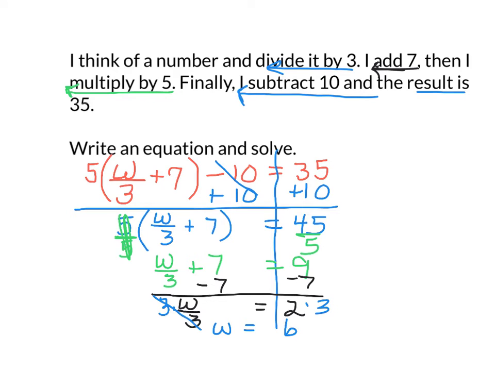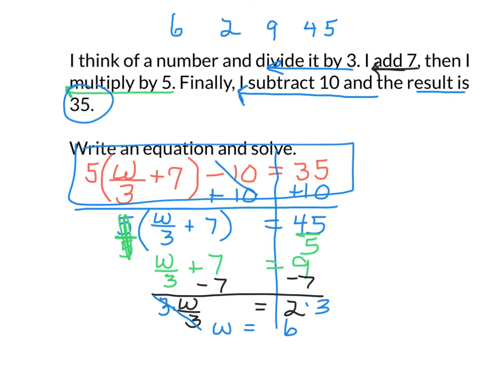So let's see. Think of a number. I'm thinking of the number 6. I divide it by 3. I would get 2. I add 7. I get 9. I multiply by 5. I get 45. Subtracting 10 gives me 35. Okay, so we're undoing those steps, but part of the big lesson today is thinking about writing the equation.